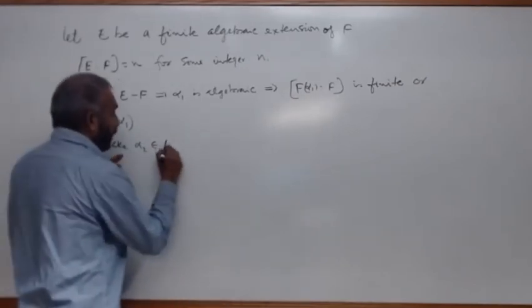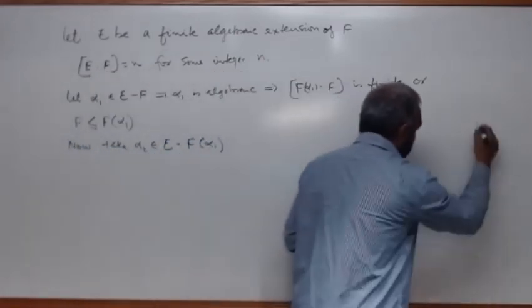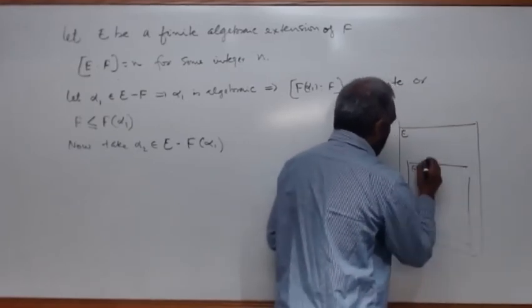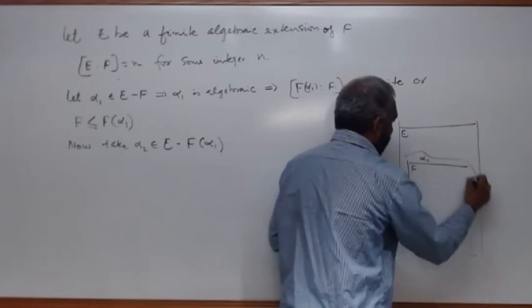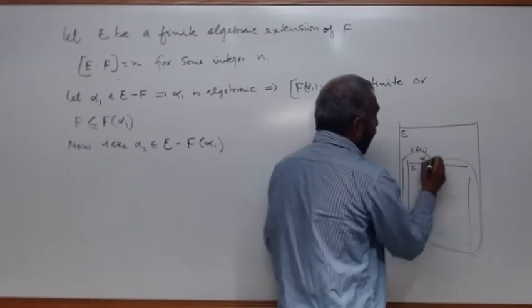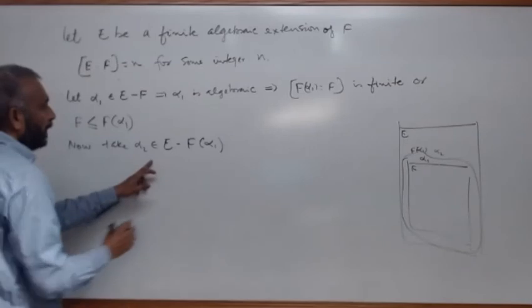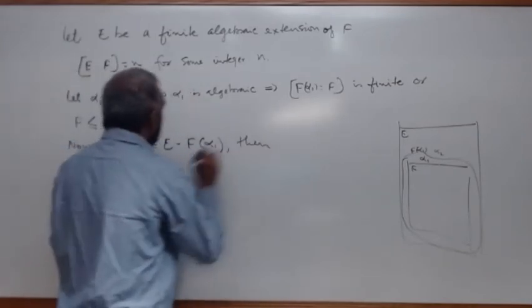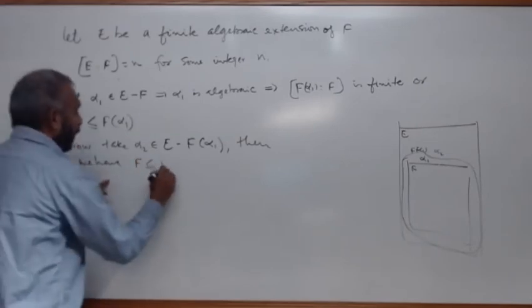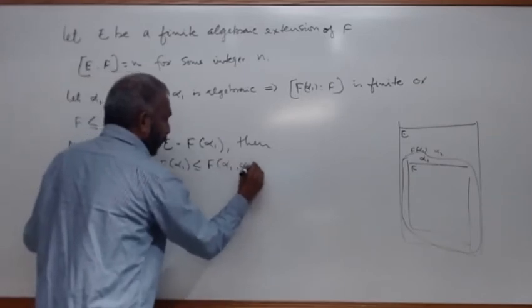Take alpha 2 from E minus F(alpha 1). This is E, this is F, there is an alpha 1 here, this is our F(alpha 1). We are taking another element outside F(alpha 1), alpha 2 here. Then F is a subfield of F(alpha 1), which is a subfield of F(alpha 1, alpha 2).